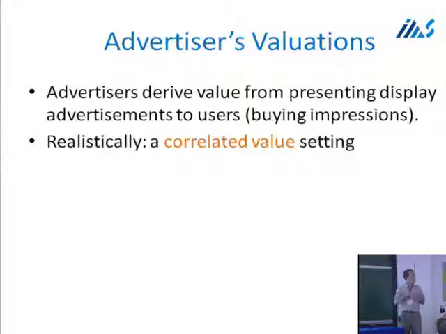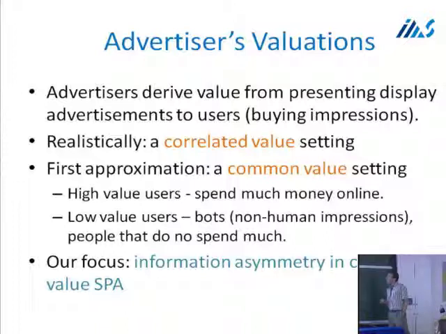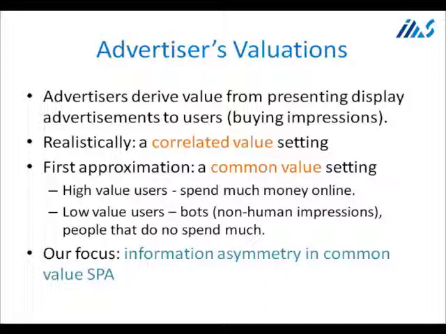So there is some correlation in the valuation between the different impressions. They agree to some extent on the valuation, but there is some difference between the different advertisers. But at least at first approximation, we'll think about this as a common value auction. In this common value auction, all the advertisers agree that, let's say, a human with a high income is better than a bot, and will be interested in an impression from a human. And this creates a kind of information asymmetry in a common value auction.